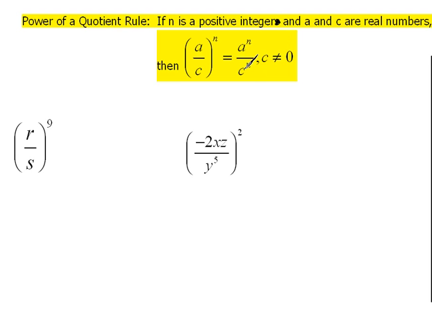Now c can't be 0. If c is 0, we have a 0 denominator, and that's not allowed. So that would just be undefined from the get-go. But let's talk about why this is happening here.